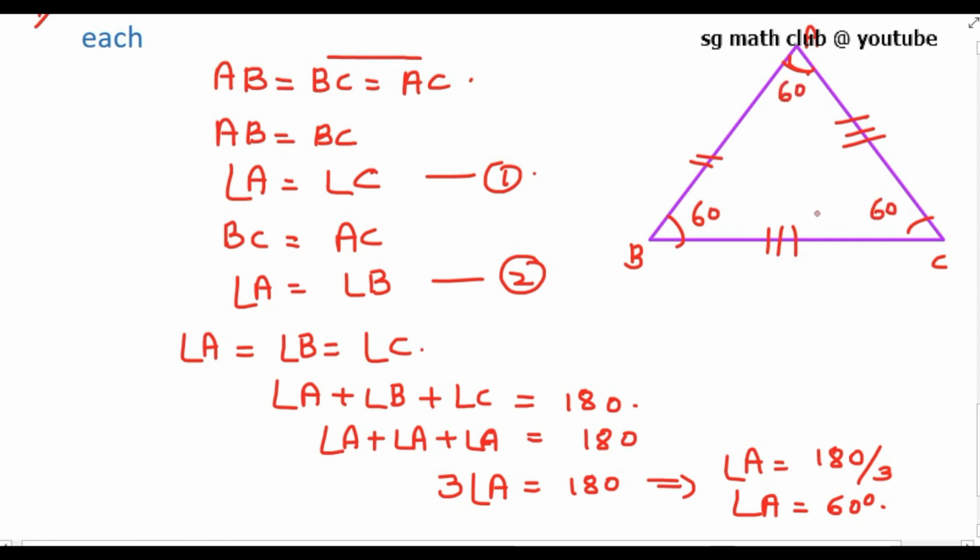So here we have used the property angles opposite to equal sides of the triangle are equal. We have taken two sides at a time, and then we have proved AB equal to BC, so angle A equal to angle C. Same way BC equal to AC, therefore angles opposite to equal sides of the triangle are equal. When BC equal to AC, angle A will be equal to angle B. So all the angles are equal. Then finally we have used angle sum property.